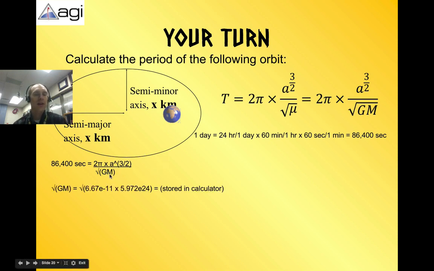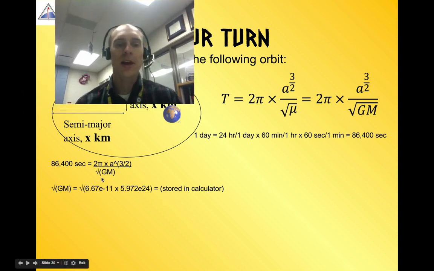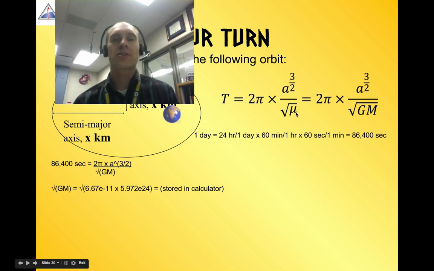So the next thing that I would suggest you do is store the square root of GM in your calculator because you're going to have to type this in a lot. And if you remember from the formula here, they place it in mu. So I'm going to store that in U.